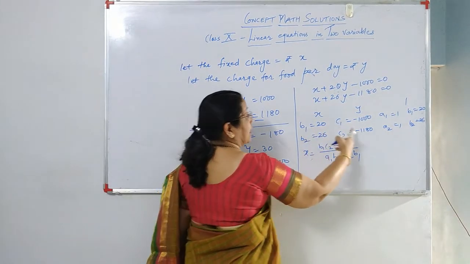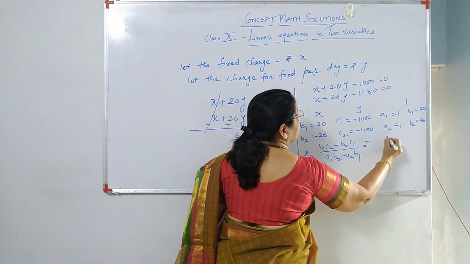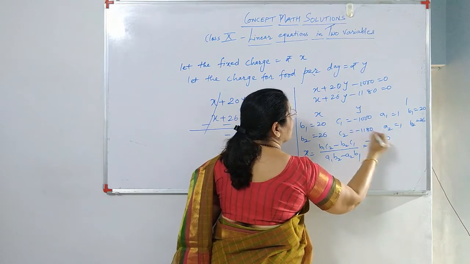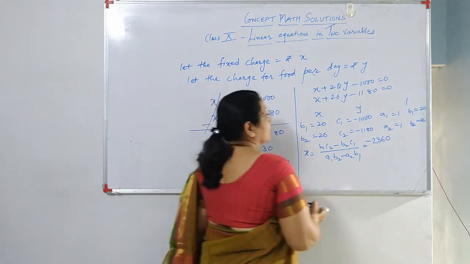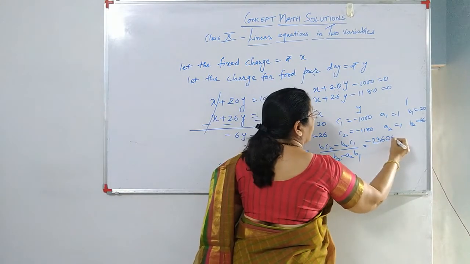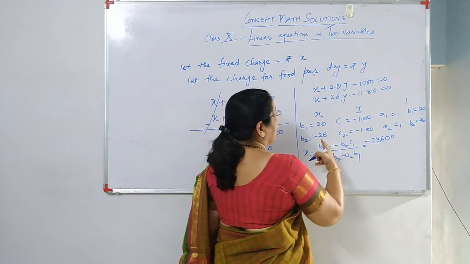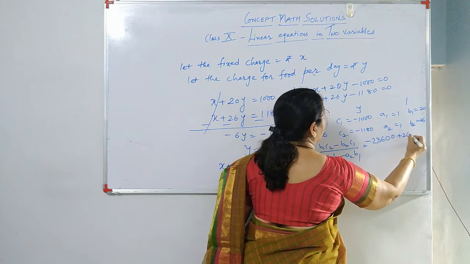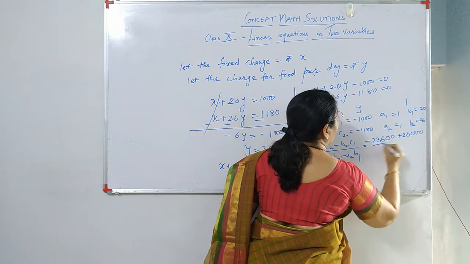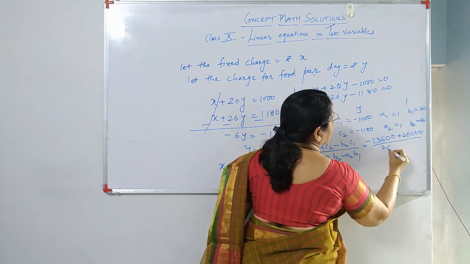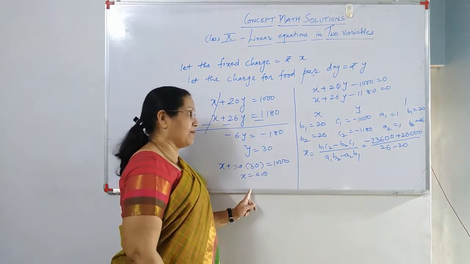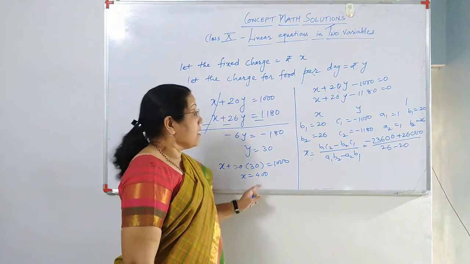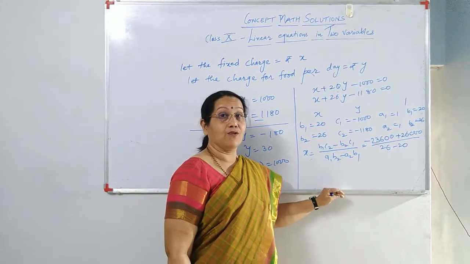So 20 into this minus 0, 8 to the 16, 1, 3, and this is 2, right? 2, 3, 6, 0, and 2 zeros will come. Minus and minus plus 26,000 upon 26 minus 20. And if you solve this, you will get the same answer as 400. Now I have done x, similarly you do y.